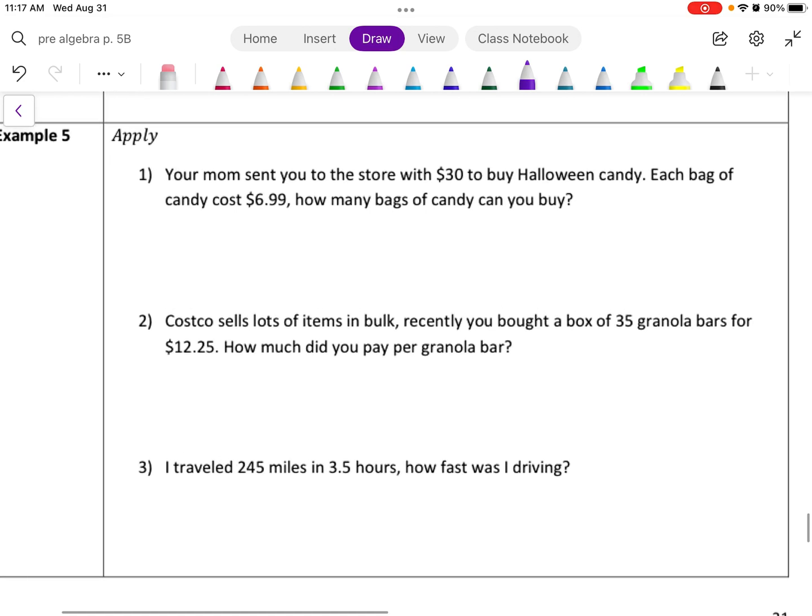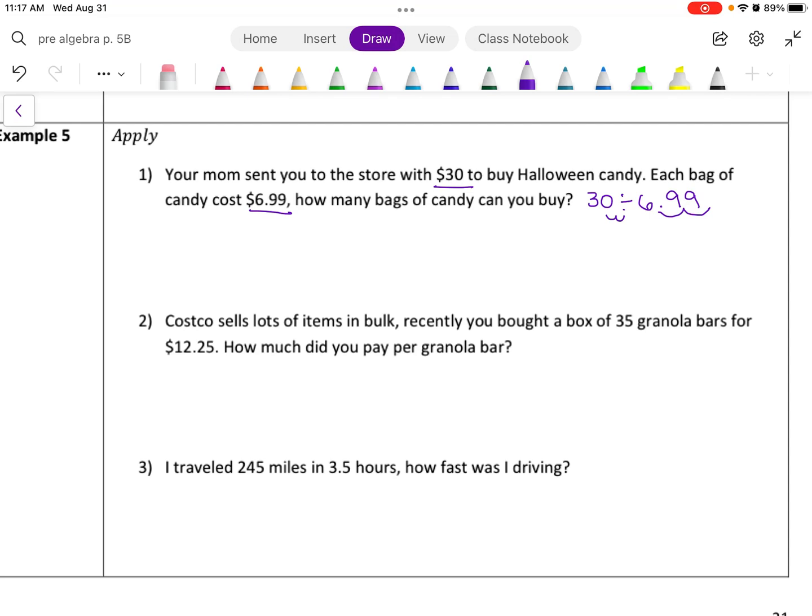All right, let's do a couple of real-world examples here. We want to apply this. Your mom sent you to the store with $30 to buy Halloween candy. Each bag of candy costs $6.99. How many bags of candy can you buy? All right, well, we want to figure out what 30 divided by 6.99 is. So, let's see.